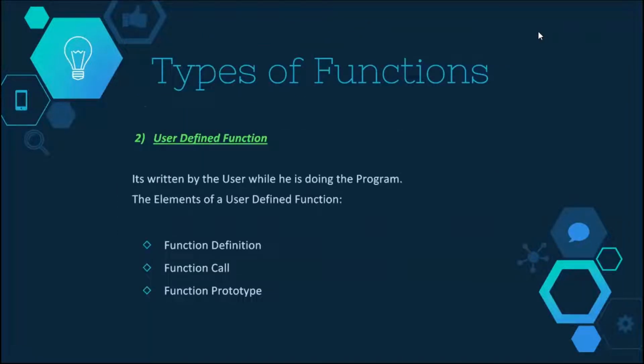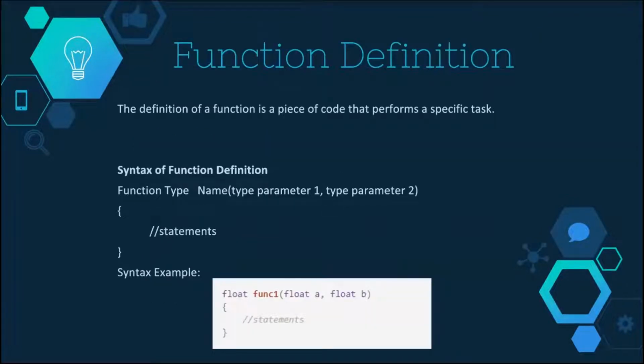The user-defined function is written by the user while doing the program, and the elements of a user-defined function are function definition, function call, and function prototype. Function definition is the definition of a function. It's a piece of code that performs a specific task, and the syntax, as you can see, is a return type, function name, type parameter 1 and type parameter 2.